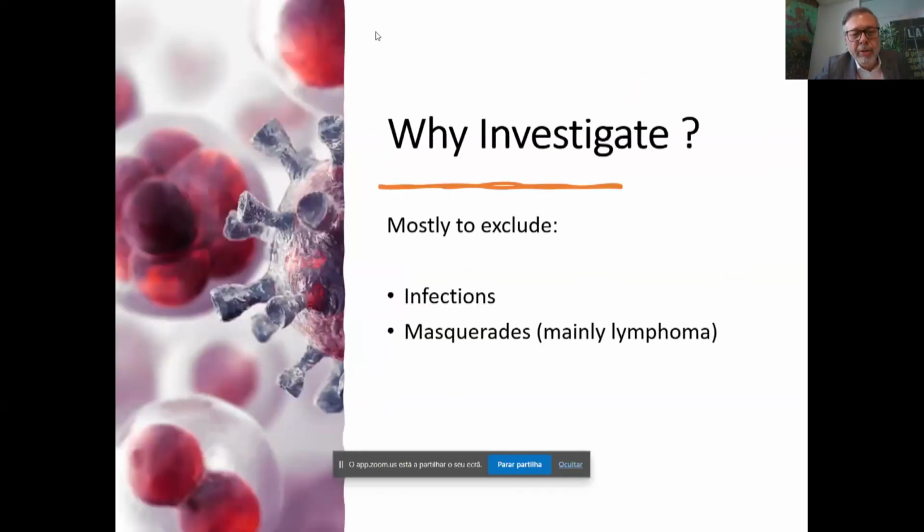So why do we normally investigate? I think we investigate mainly because we want to make sure we are not missing an infectious disease, or because there might be a masquerade. In our case, of course, lymphoma comes at the top of our list, but there are other forms of masquerades that need to also be excluded.